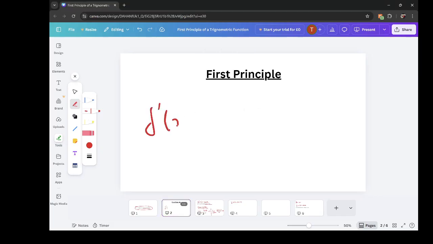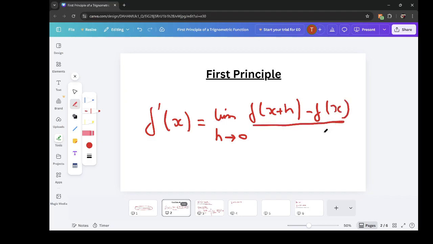If you don't, then it's f prime of x is equal to the limit as h approaches 0 of f of x plus h minus f of x, over h. This is the first principle that was taught before. This is our first principle that we base everything off of. So this means that the derivative of any function f of x is equal to this. If you don't understand this, please do go ahead and watch the previous video. That would help in understanding this better.